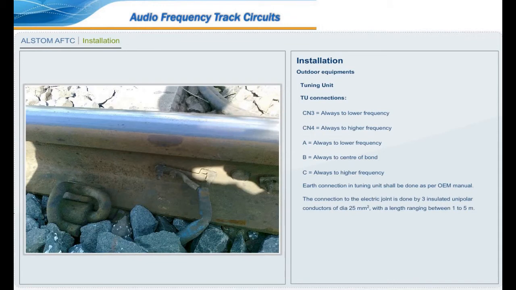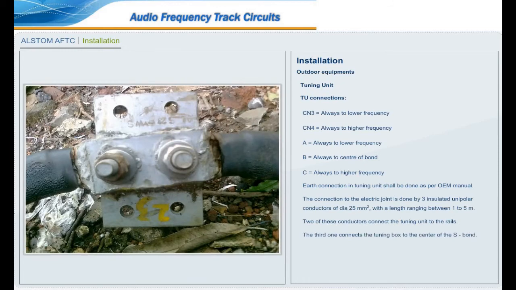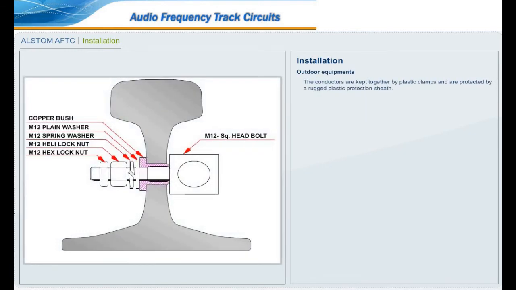The connection to the electric joint is done by 3 insulated unipolar conductors of 25 mm square cross section, with a length ranging between 1 to 5 meters. Two of these conductors connect the tuning unit to the rails. The third one connects the tuning box to the center of the S-bond. The conductors are kept together by plastic clamps and are protected by a rugged plastic protection sheath.